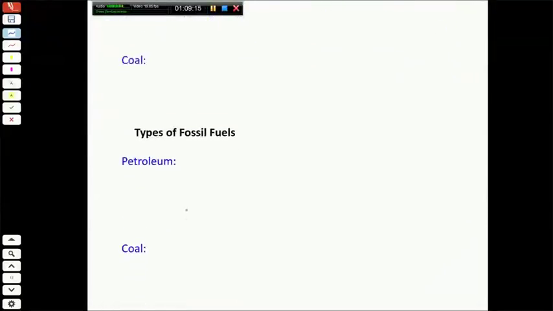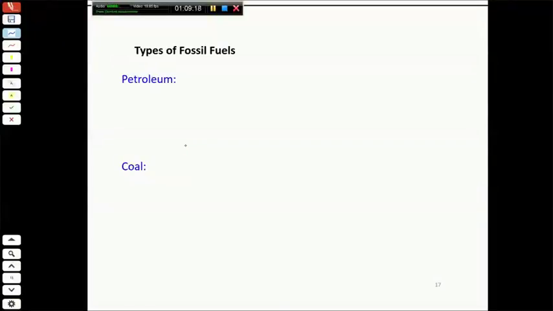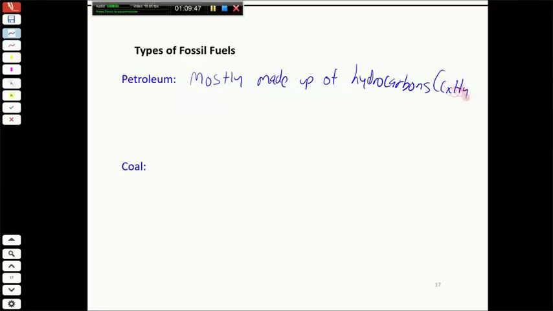And there's two major types of fossil fuels. So there's petroleum and coal, the two major categories. Petroleum, which we should all be at least vaguely familiar with if you live in Houston, because the petroleum industry is huge here. Petroleum is a liquid fuel, and it's mostly made up of hydrocarbons. So a hydrocarbon is a compound that only has carbon and hydrogen. Some ratio of carbon and hydrogen, CxHy, would be the general formula for a hydrocarbon.